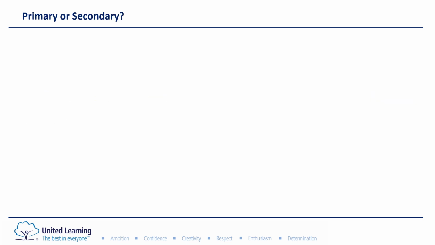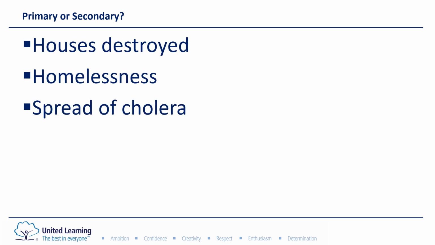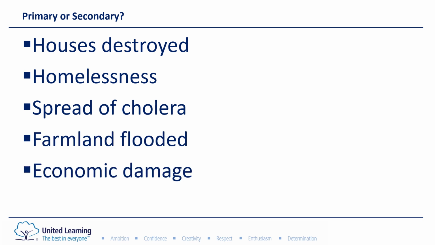So just a little quiz for you. I want you to write down, is it a primary or secondary? Number 1, houses destroyed, 2, homelessness, 3, spread of cholera, 4, farmland flooded, 5, economic damage, and 6, people losing jobs. So I'll pause it there and let you write down primary or secondary. Brilliant guys, what you should have got is the first one's primary, the second and third one are secondary, the fourth and fifth one are primary, and the sixth one is secondary.